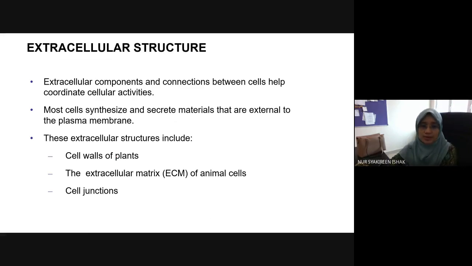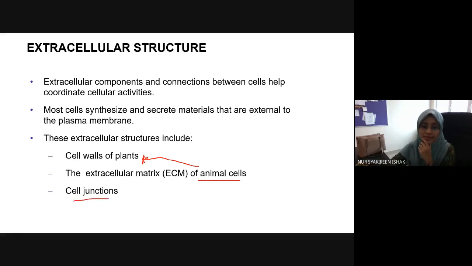So extracellular structure, example, you can have cell wall, ECM, and also cell junctions. Okay, so cell wall is only present in plant. Extracellular matrix is only present in animal cell. Okay, because animal cell will not have any cell wall. Okay, so dia akan replace dengan extracellular matrix. Maksudnya extracellular matrix ni tak ada dekat plant cell. Alright, only in animal cell.